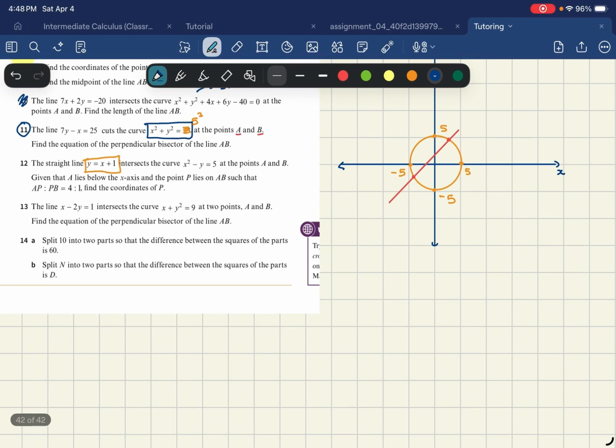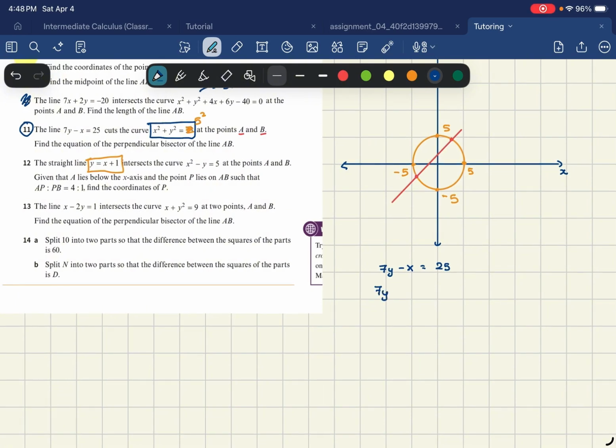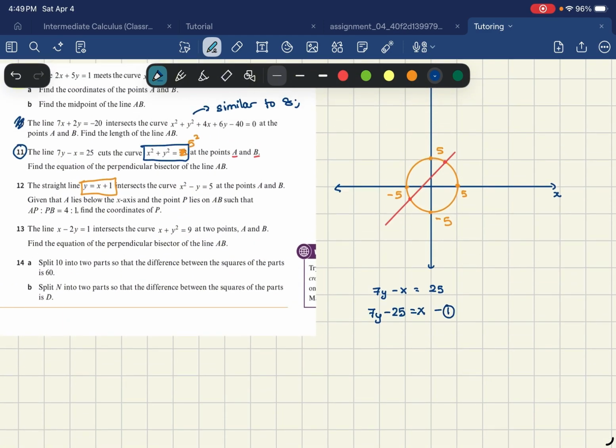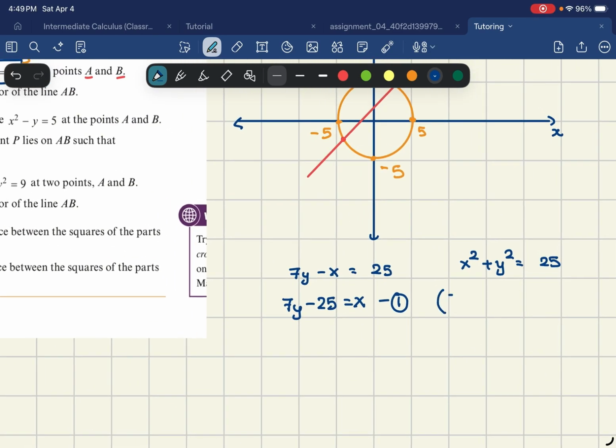So we can just use similar techniques. We know 7y minus x is equal to 25, and it's easier to isolate x. So we can say that 7y minus 25 is equal to x. If I isolate y, then I'm going to get y equal to 1/7 times something, which is harder to substitute, so I'll use this equation. I can substitute it into x squared plus y squared equals 25. I know what x is: x is just 7y minus 25, so (7y - 25) squared plus y squared is equal to 25.